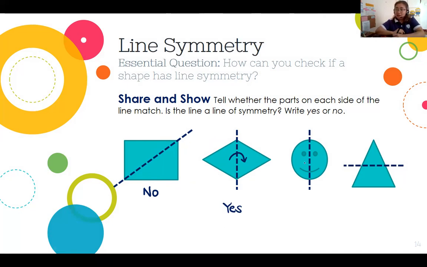Same thing for this smiley face. Fold it about that line, and the answer is yes. They are matching exactly the same way. Then for triangle, if the line is drawn like this and you have to fold about that line, the answer is a no. So horizontal line cannot be used for triangle.